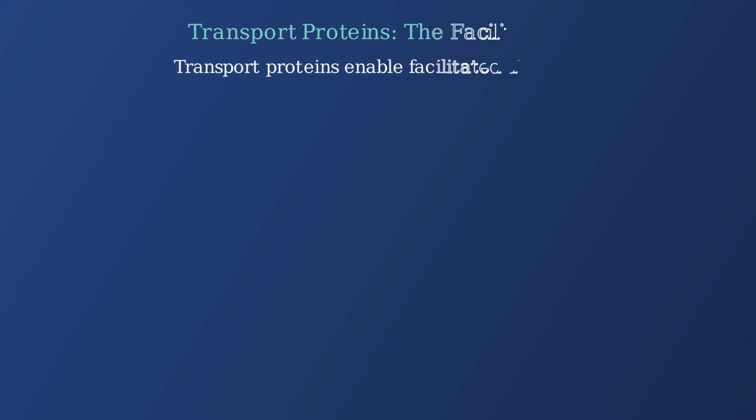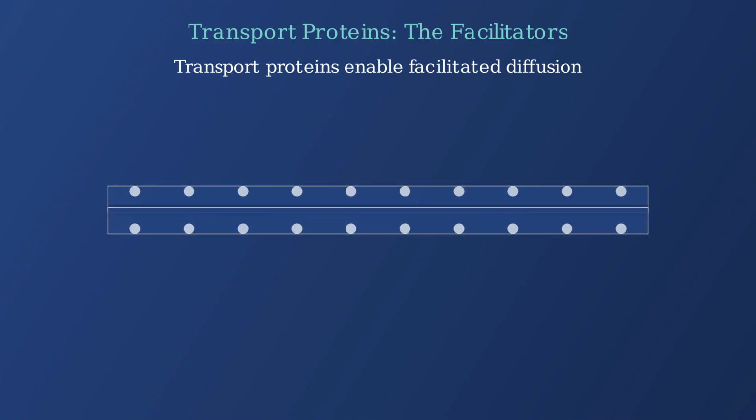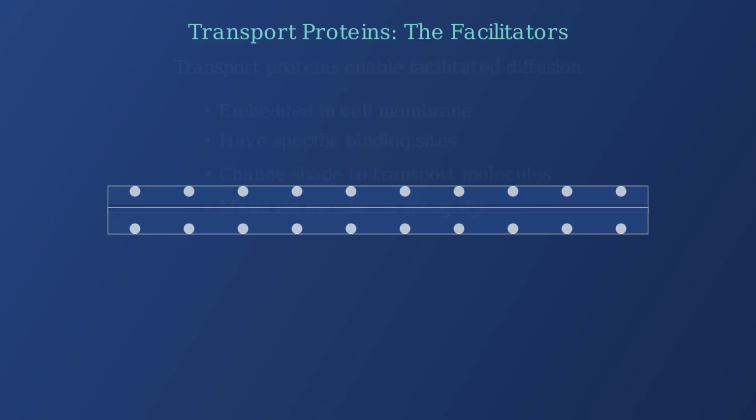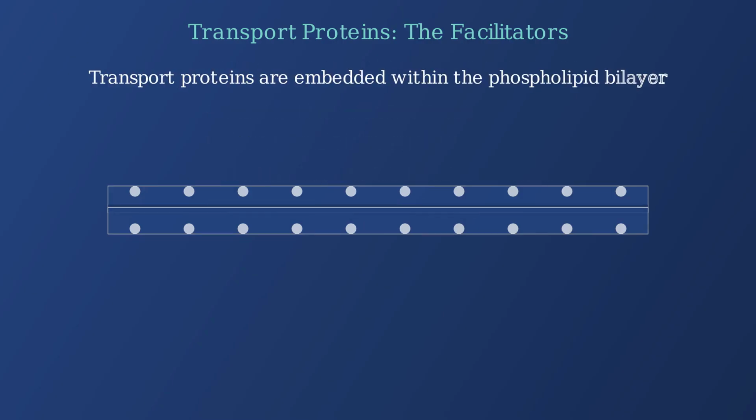Transport proteins are the key components that enable facilitated diffusion across cell membranes. The cell membrane consists of a phospholipid bilayer that forms a barrier to most molecules. Transport proteins have several important features that allow them to facilitate the movement of specific molecules. These specialized proteins are embedded directly within the cell membrane.